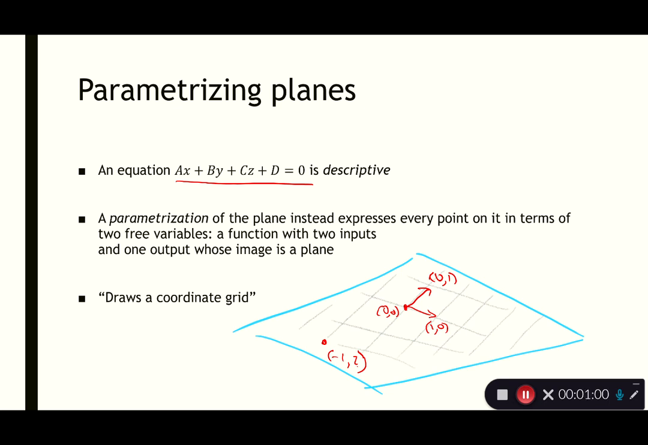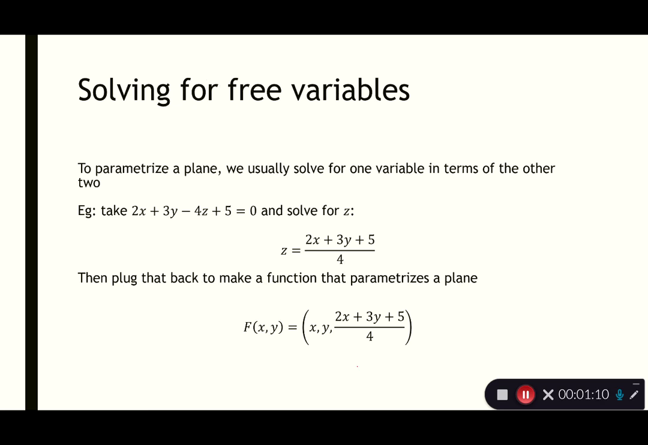It makes it easy to say, if I want a list of all the points on the plane, there are all the ways to plug in a point and coordinate into this parameterization. So to parameterize a plane, there's a simple way to do it, or there's a simplest possible way to do it. What we need to do is take the equation and solve for one of the variables in terms of the other two.